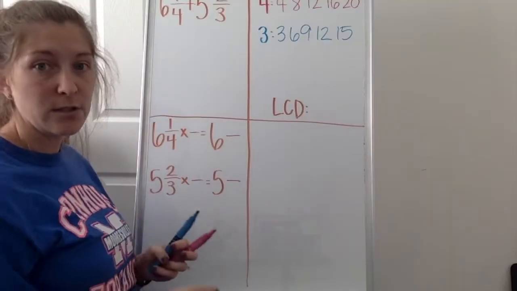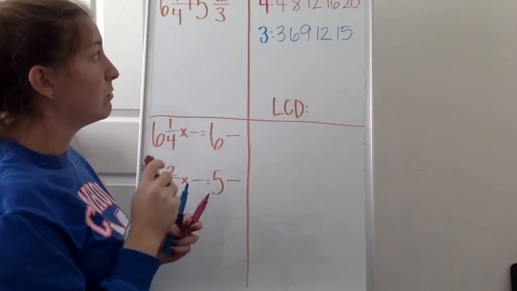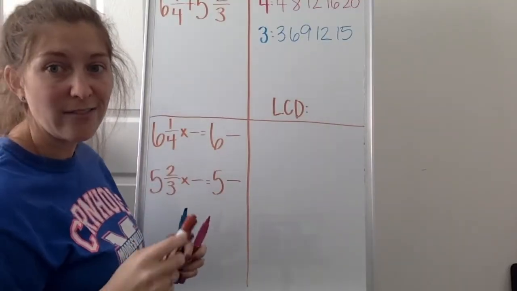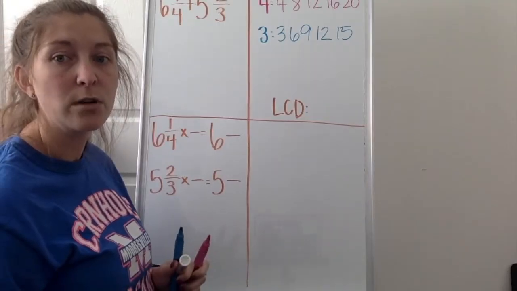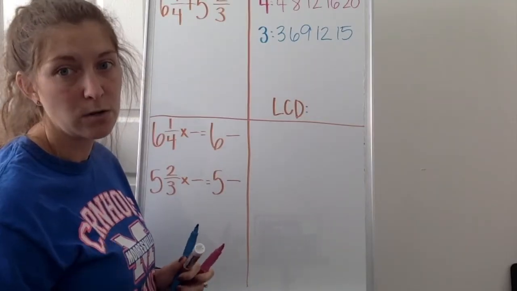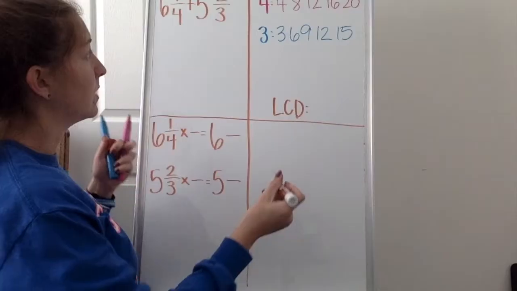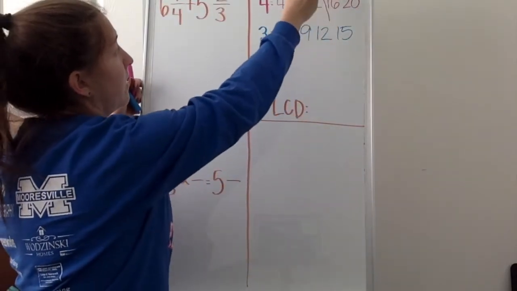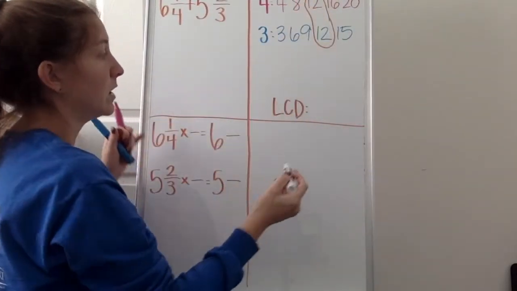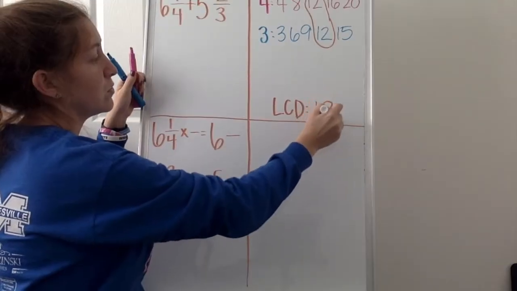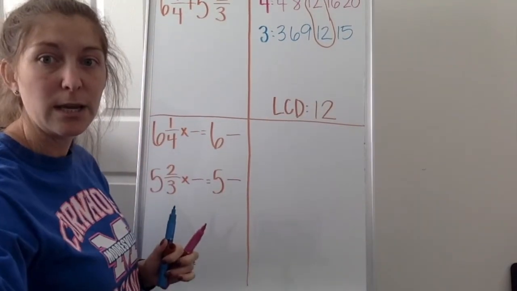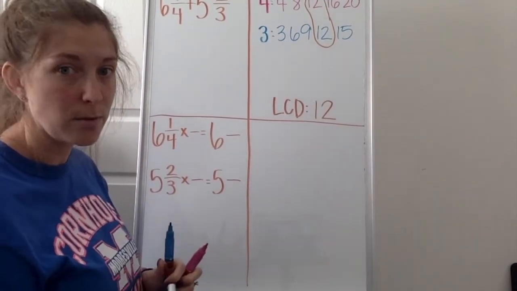So now I have to look and compare. Do these two numbers have anything in common? And when I'm looking for in common, I'm looking for the smallest number possible. So I look, and they both have a 12 listed there. So 12 is going to be my LCD for this problem.